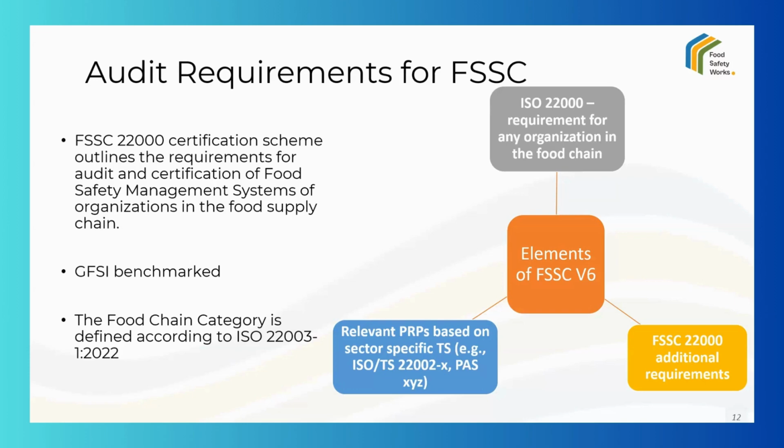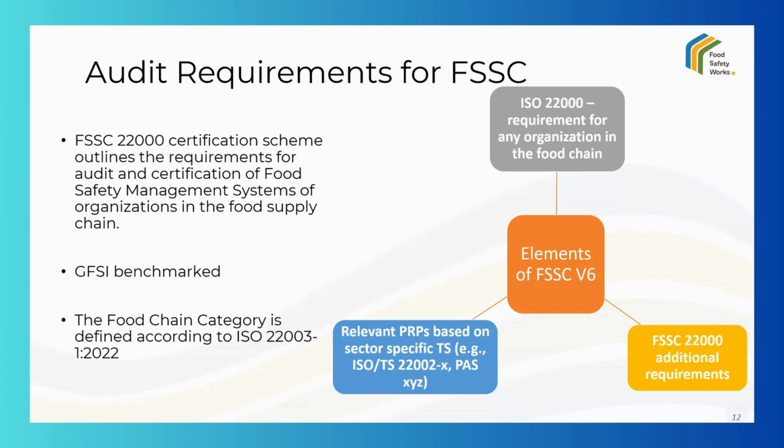So there are sector specific TS, that is your technical specifications, which are available. If you do not have the technical specifications, then there's something called a PAS, which can be referred to. But then there are these sector specific TS requirements which need to be met based on the unit or the business that you are handling, whether it is manufacturing or catering or storage and transport, right? So based on that, they have the requirements outlined, which can be met.